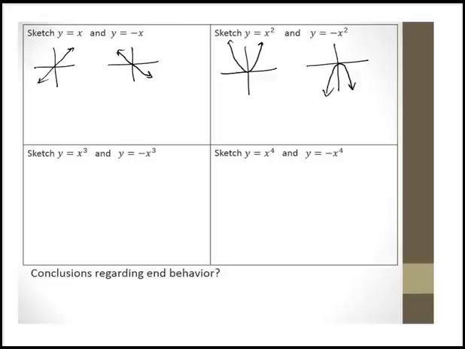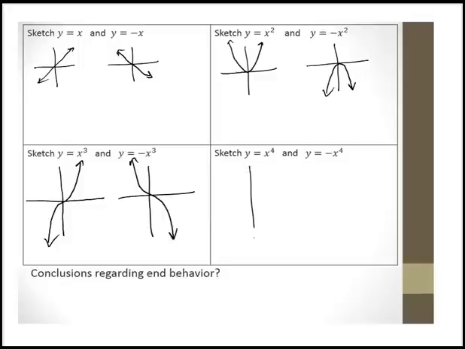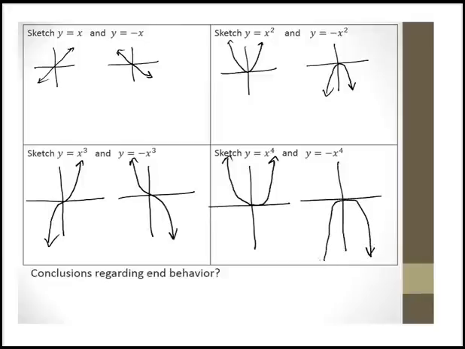Y equals x cubed and y equals negative x cubed. Y equals x cubed, negative x cubed, y equals x to the fourth, and y equals negative x to the fourth. Poorly drawn.